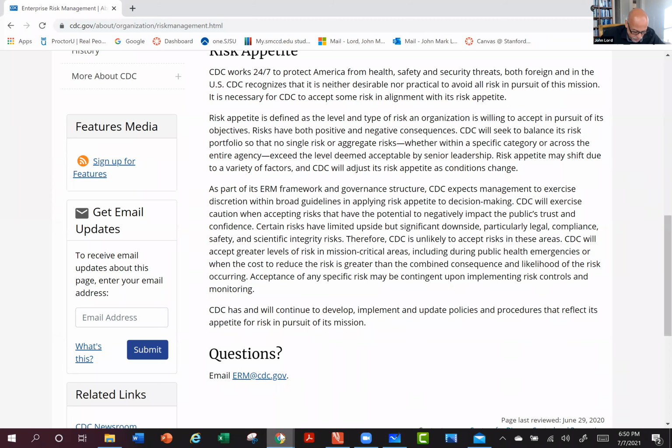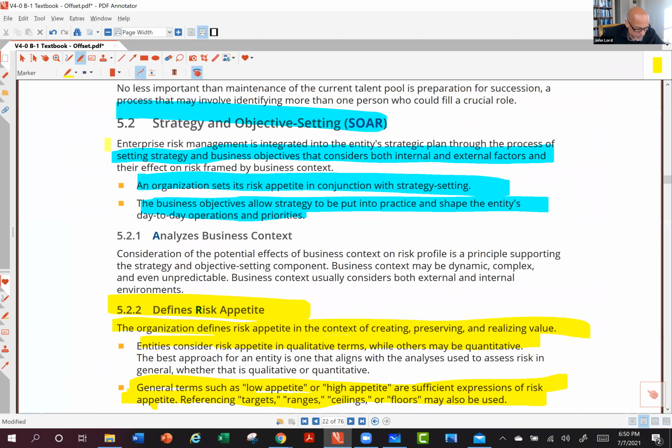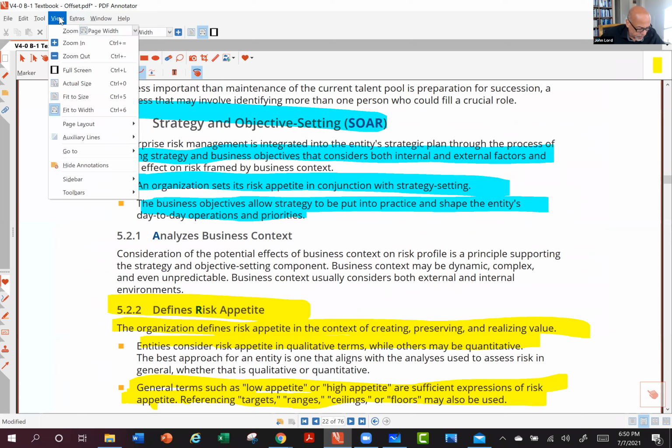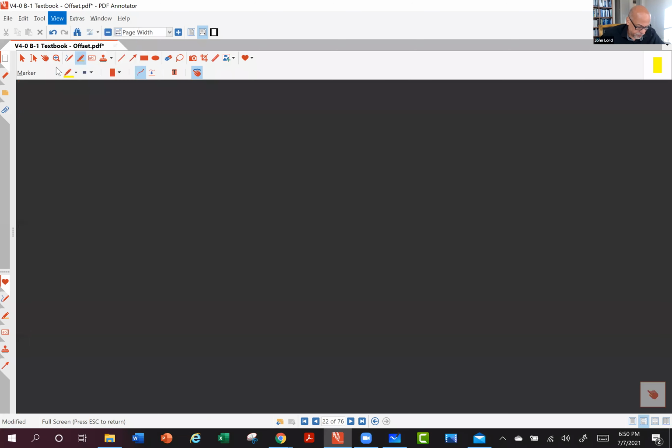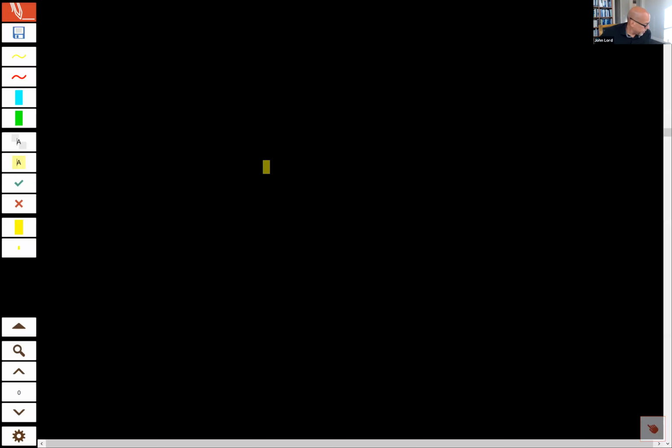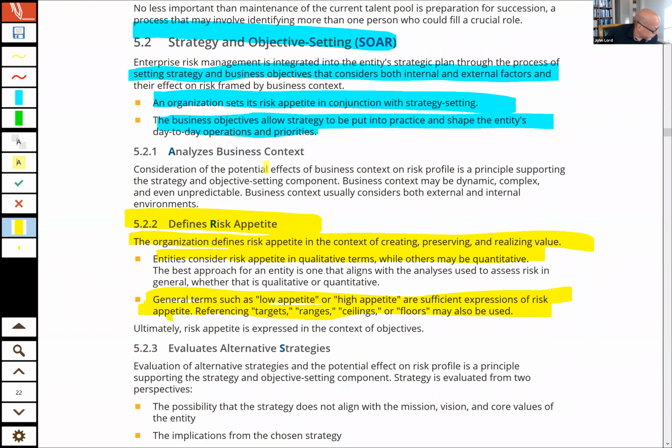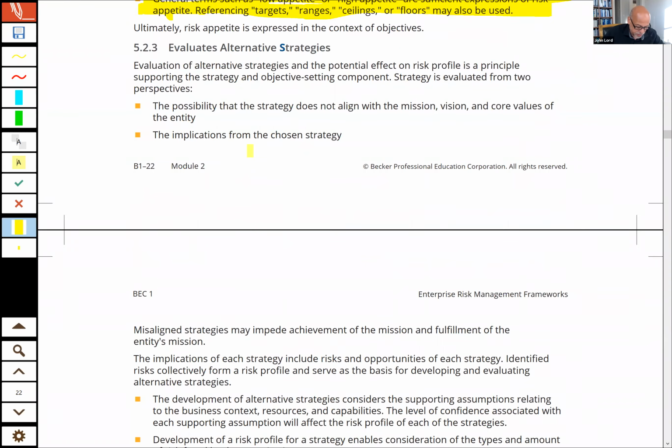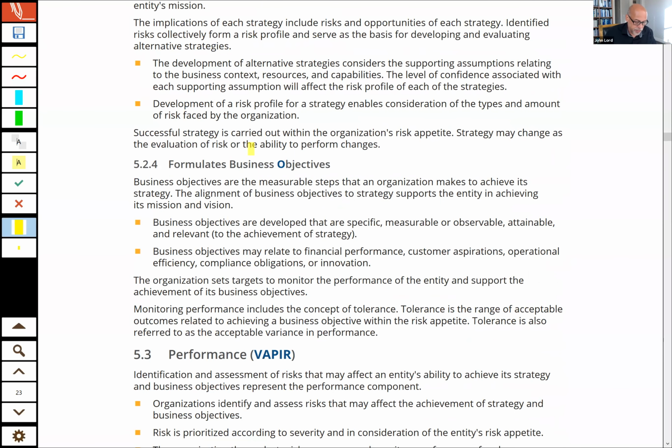Okay, so let's just go back, though. And that's, again, just to give you an example of how this stuff might be practically applied. Okay, all right, good. Now we come over, and let's just go over to the next page and look at how these considerations of risk appetite, et cetera, would allow us to formulate our business objectives.